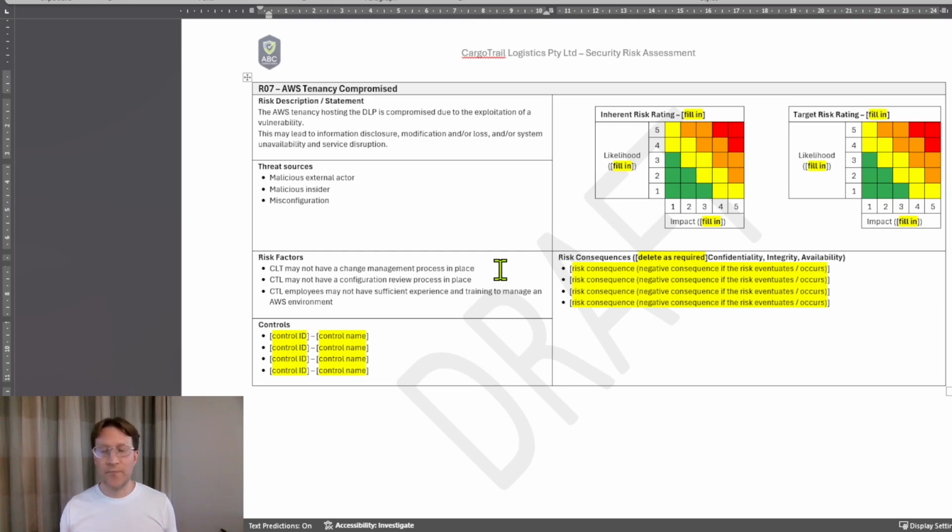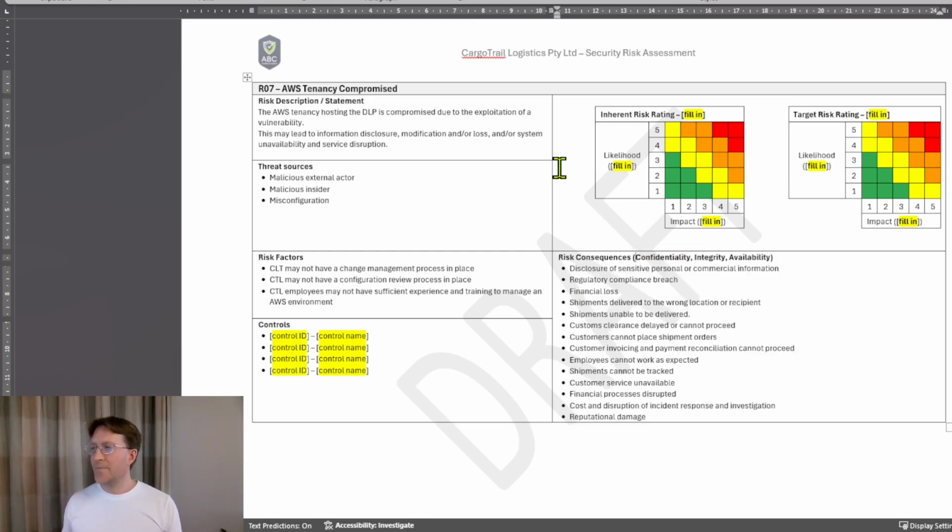For example, you could allow issues to creep in. You may not have a configuration review process in place, so someone may just make a small routine change. Maybe they're not aware of what they're doing, and they make a mistake with the configuration. If you don't have a review process in place, then you wouldn't catch that. And employees may not have sufficient experience or training to manage the environment properly.